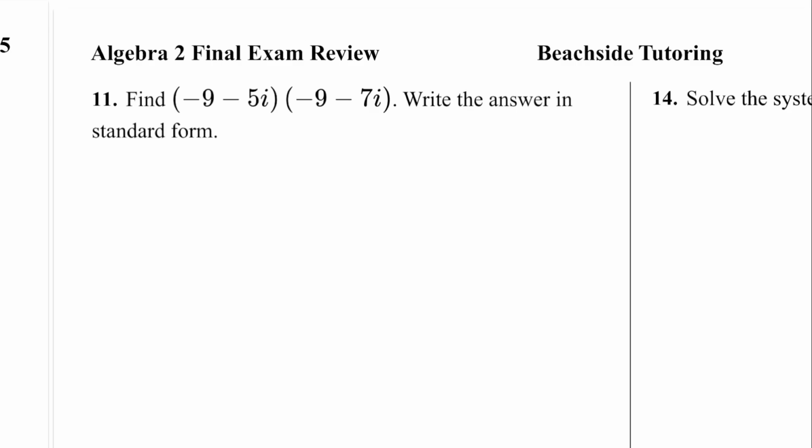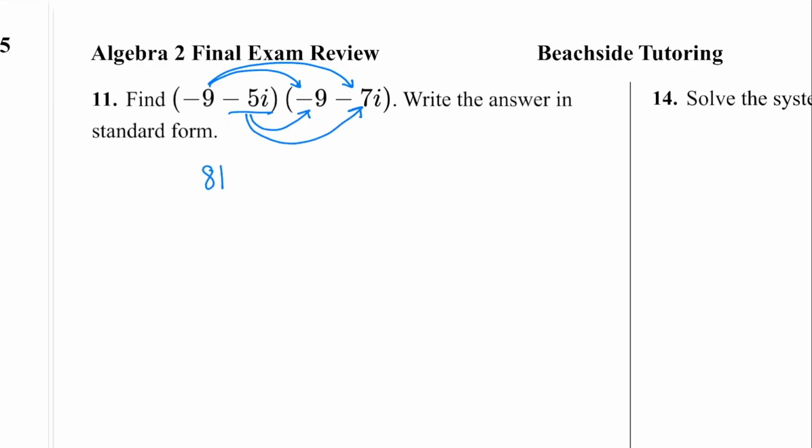Find the product of -9 minus 5i times the quantity -9 minus 7i. Write the answer in standard form. We're just going to FOIL these. So we have -9 times -9, -9 times -7i, -5i times -9, and -5i times -7i.